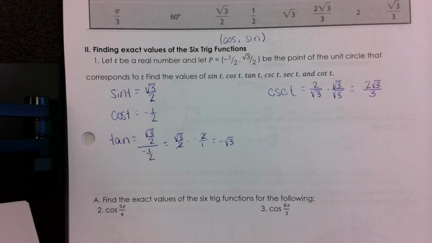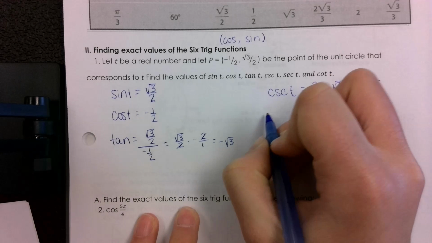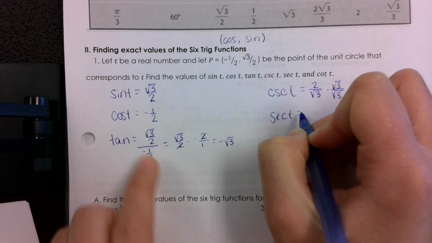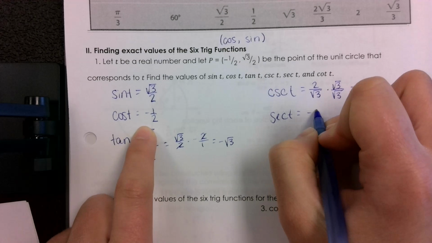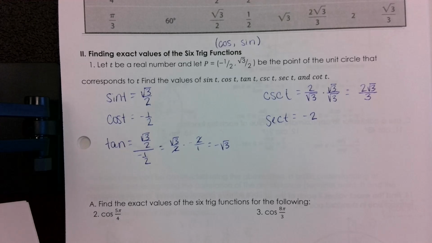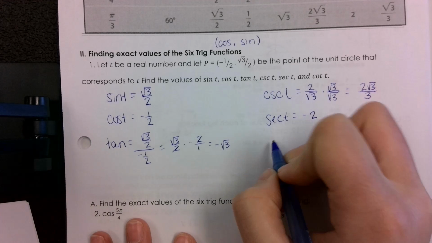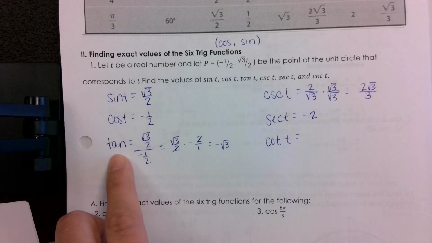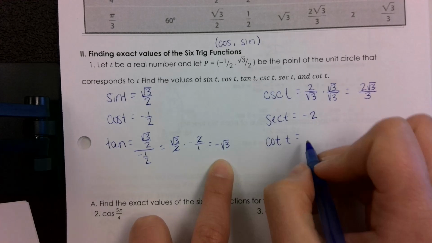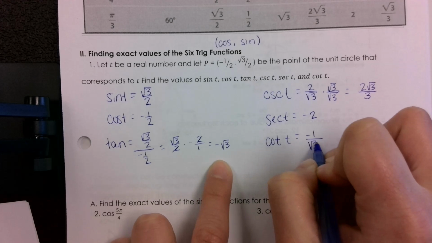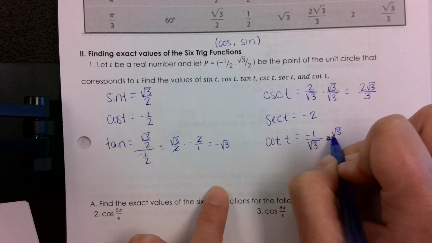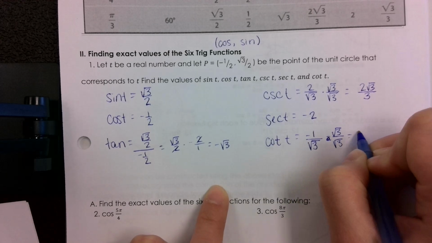Alright, and then if we're finding secant, it's the same idea, but this time it's the reciprocal of cosine. So secant of t is just going to flip negative 1/2, so we'll have negative 2 over 1, or just negative 2. And the last one that we have is cotangent. We already did all the work finding tangent, so we can just make that negative 1 over square root 3. But again, we don't want to leave square roots in the denominator, so rationalize that. Multiply by square root 3 over square root 3. That's going to be negative square root 3 over 3.